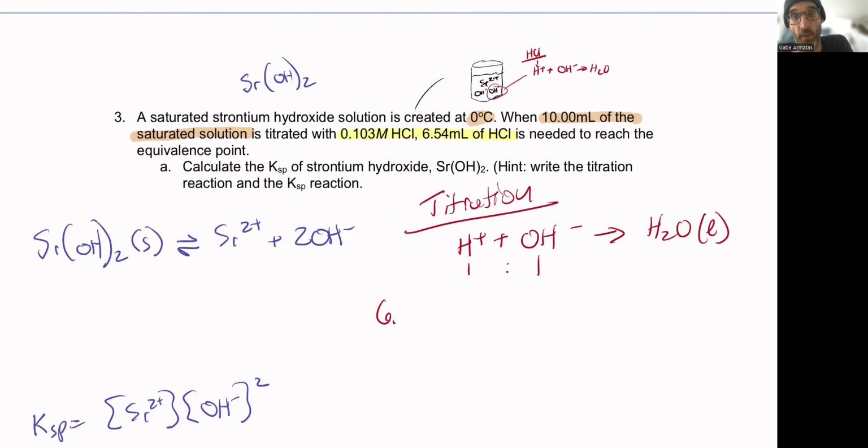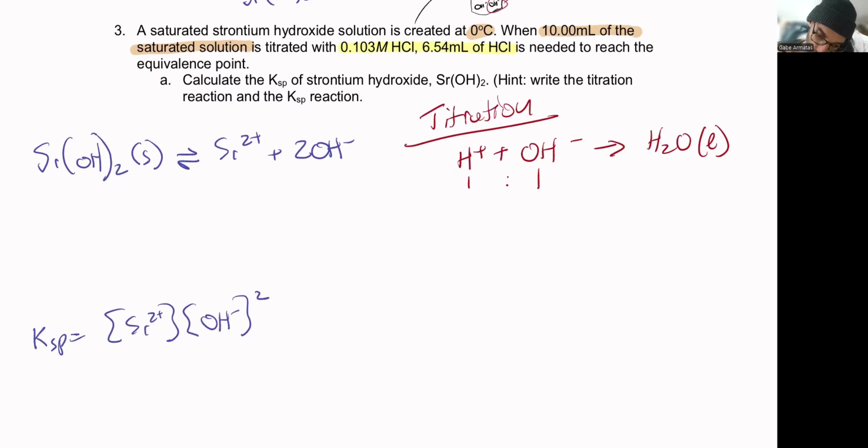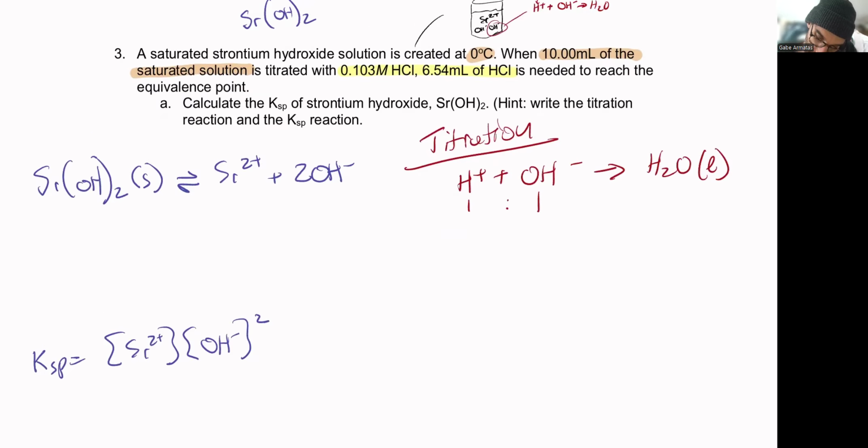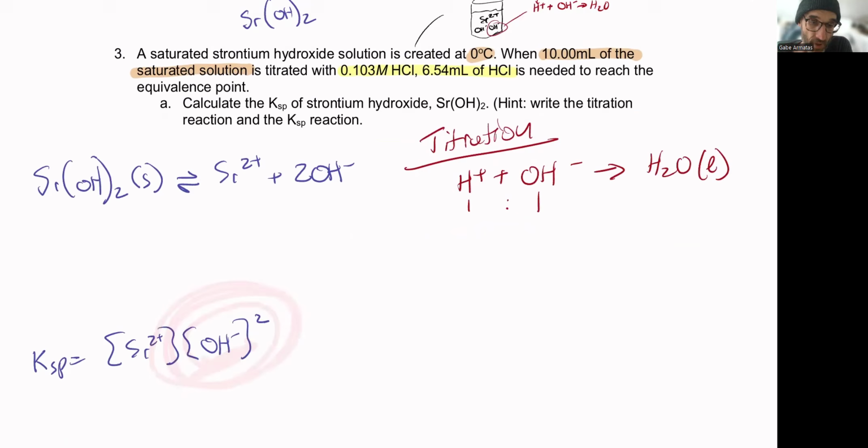So what I really want to know is what is the concentration of hydroxide, and we're going to take it from there. Because if I know the concentration of hydroxide, I can actually just plug that in because I do have that value here. That's what I'm looking for. I do have hydroxide. So if I can determine hydroxide, I can plug it in. It's going to take just a little bit of thought for what that strontium is, but let's get there.